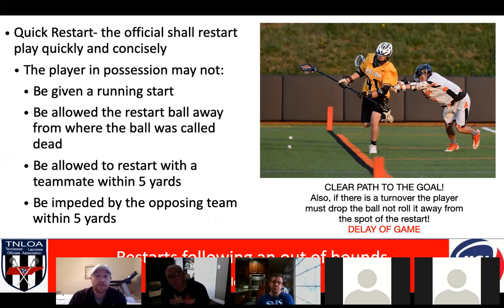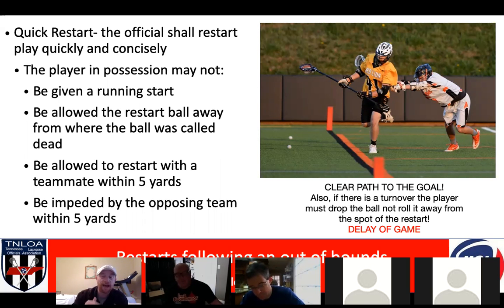The quick restart, the official shall restart the play quickly and concisely. The player in possession may not, keyword, be given a running start. Be allowed to restart the ball away from where the ball was called dead. Be allowed to restart the ball with a teammate within 5 yards. The player in possession may not be impeded by the opposing team within 5 yards.